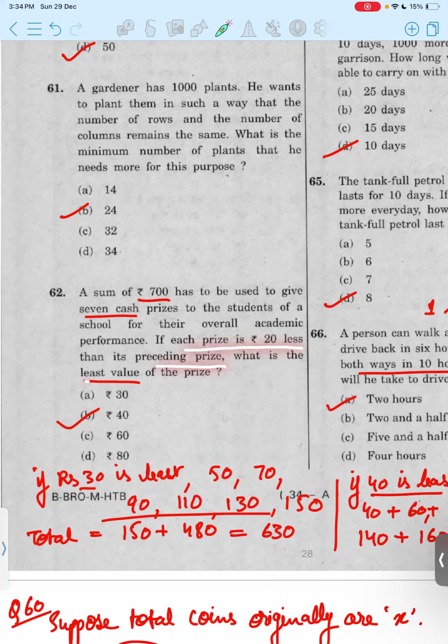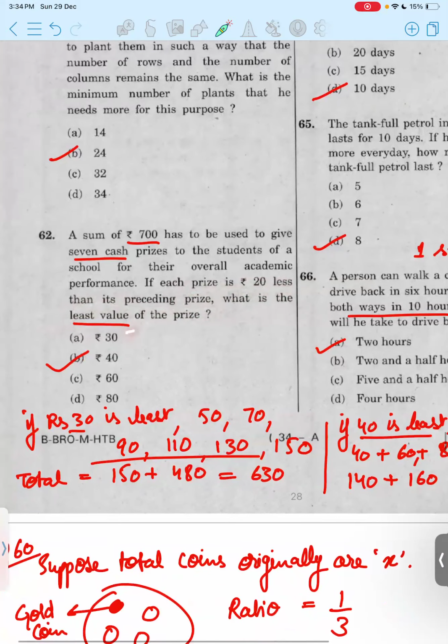We have to calculate the least value of the price. So I just simply calculated this on the basis of the options which are given to us. It is asking us the least value. So I started off with 30, that if we suppose 30 is the least value of the price, now we'll just keep on adding 20 to 30, means 30 plus 20 would be 50. That would be the next price value.